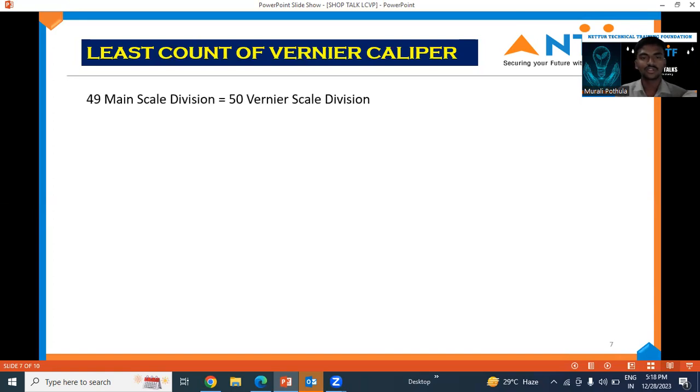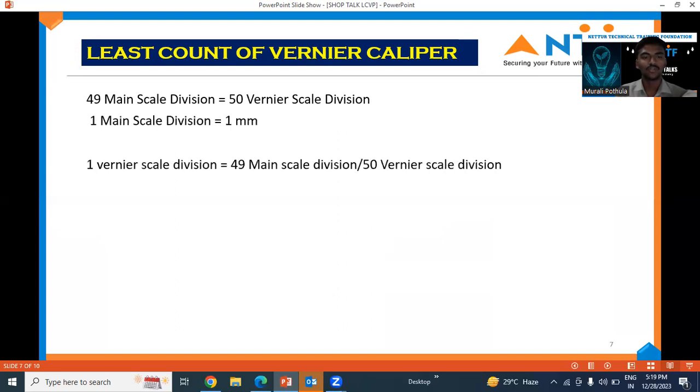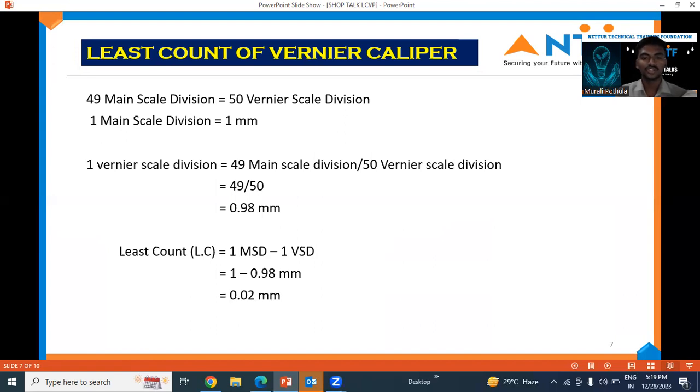49 main scale division equal to 50 vernier scale division. 1 main scale division equal to 1 mm. 1 vernier scale division equal to 49 main scale division by 50 vernier scale division, equal to 49 by 50, equal to 0.98 mm. Least count LC equal to 1 MSD minus 1 VSD equal to 1 minus 0.98 mm, equal to 0.02 mm. Least count of metric vernier caliper equal to 0.02 mm.